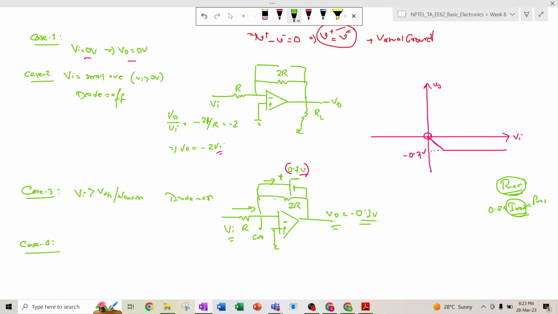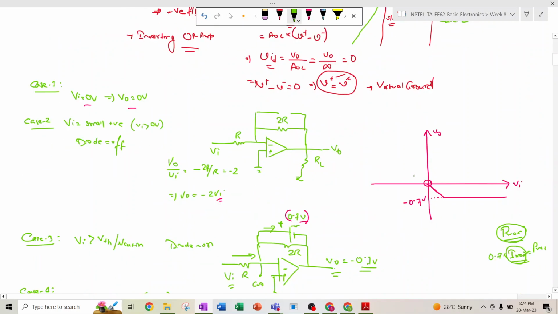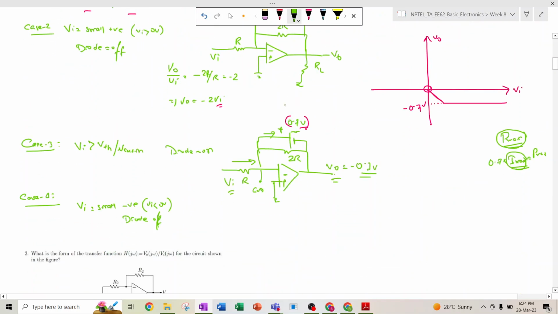Okay, so these are the basic concepts. And case number 4 is when Vi is small negative. When it is small negative, just less than 0 volt, then also the diode acts as off. Why off? Because this is this region, right? So this is case 4. Then also it will act as an open circuit. So the same thing like this.